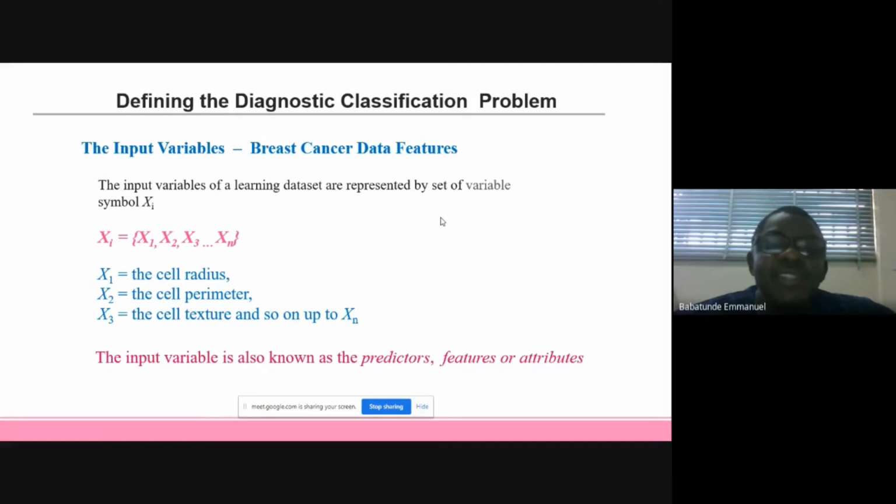features are represented by the symbol xi, and is a set of many features that are grouped together, like x1, x2, x3 up to xn is equal to xi. That x1 can be the cell radius of a cancer cell, x2 the cell perimeter, x3 the cell texture, and so on until you get to xn. That is the number of dimensions of your data set. So this is the definition of the input variables to your system.